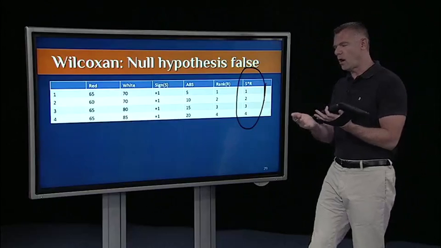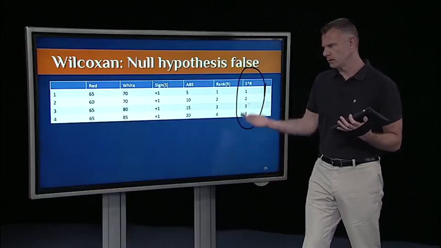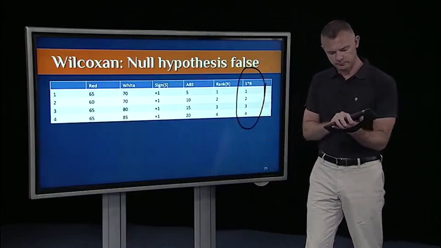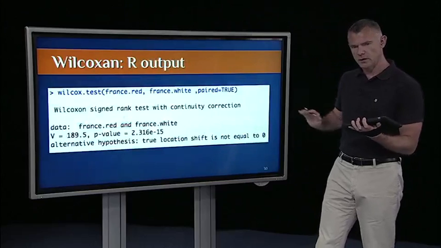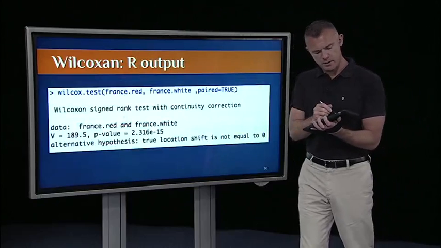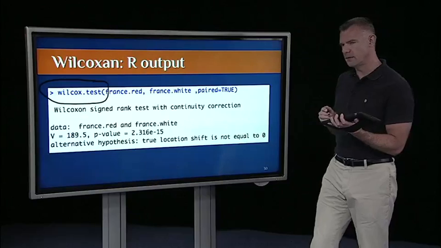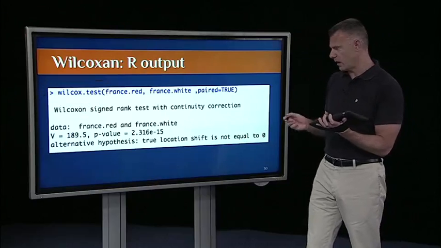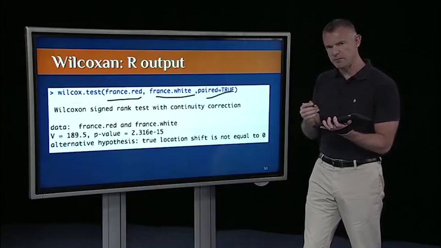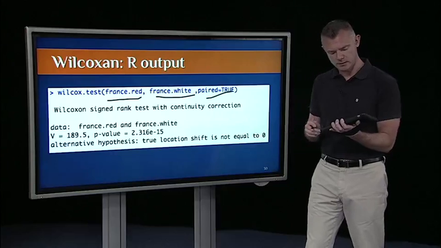We could just do it with all of our ratings, but remember we had 100 wine raters, so I'm not going to do it all by hand. I just plugged it into R. So here's what the output looks like. We'll do this in the next lab. There's a function called the wilcox.test. That's the name of the function. I put in my variable names, the French red, the French white. I had to say paired equals true because these came from the same wine raters.